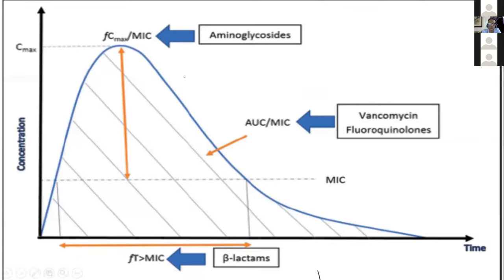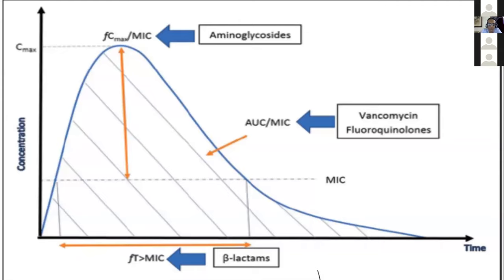All right, so these are some of the AUC to MIC ratios, and this graph actually alludes to what I've already said. I don't know if you can see my arrow. This is the concentration, and this is the time, and this is the drug you give from time zero. The drug will reach a peak, following which it will start coming down. MIC is the minimum inhibitory concentration, and the time of the unbound drug above the MIC alludes to your beta-lactams, carbapenems, and cephalosporins.